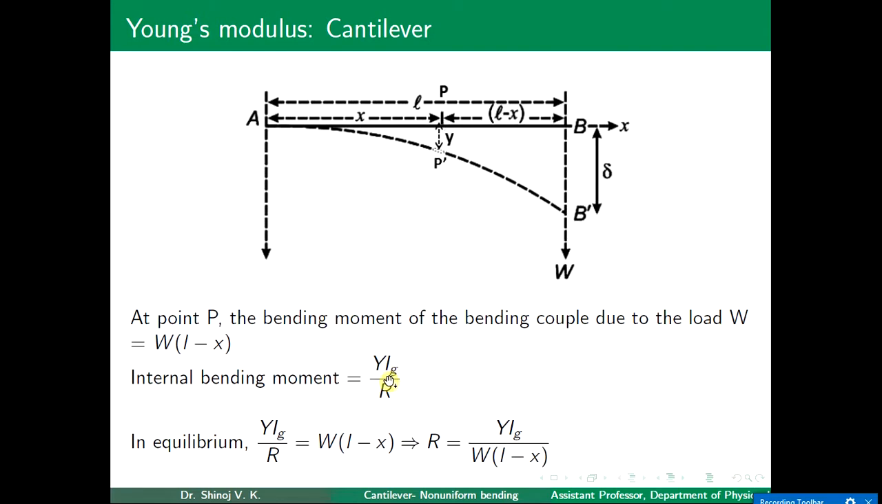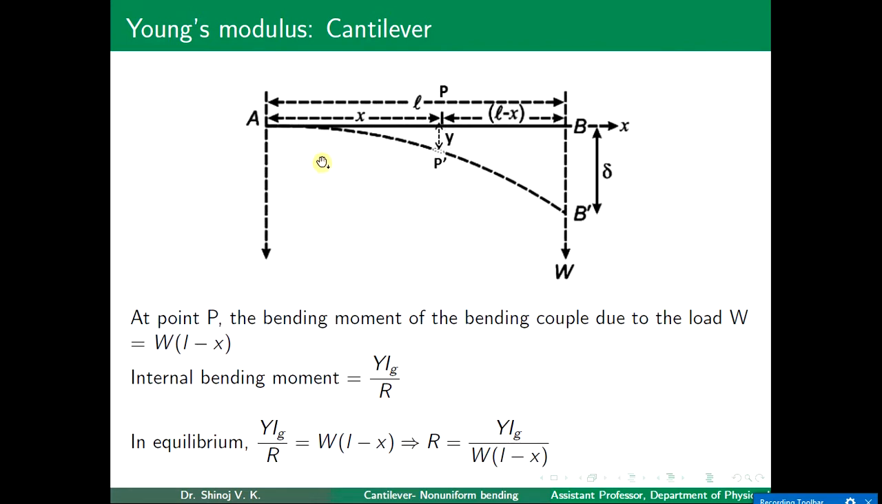Kindly note that the bending moment varies with distance from the fixed end of the cantilever, since the bending is non-uniform. Here R is the radius of curvature of the neutral axis at the point P. In equilibrium, the internal bending moment balances the moment of the bending couple due to the load. That is, in equilibrium, Yig/R should be equal to W(L - x), so that we get the expression for R, the radius of curvature of the neutral axis: R = Yig/(W(L - x)). This is the radius of curvature at the point P.